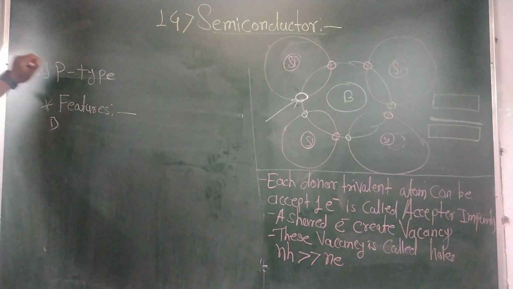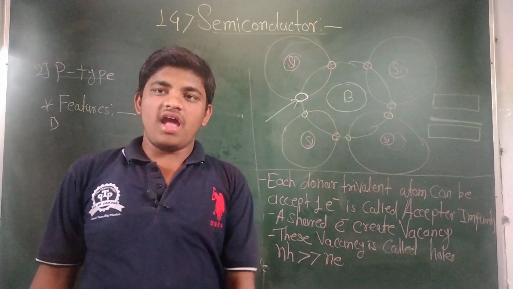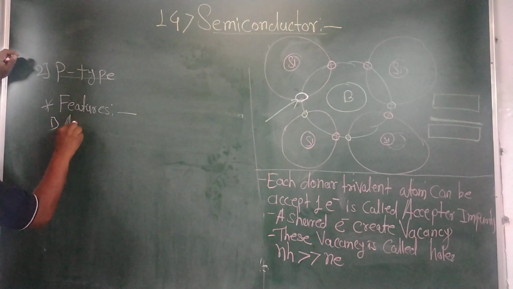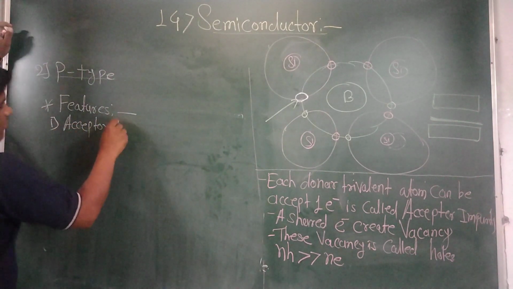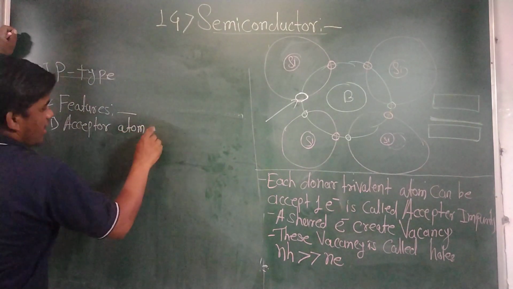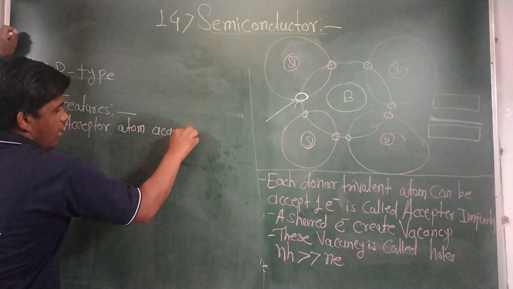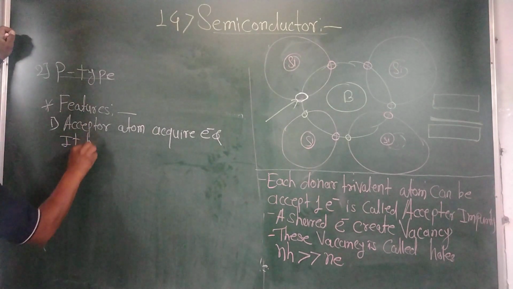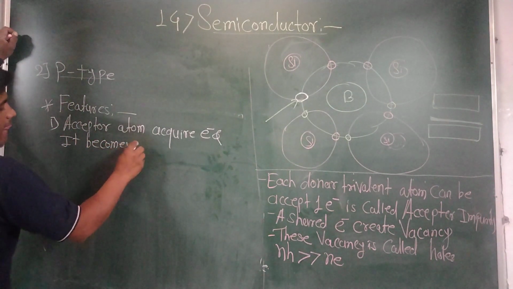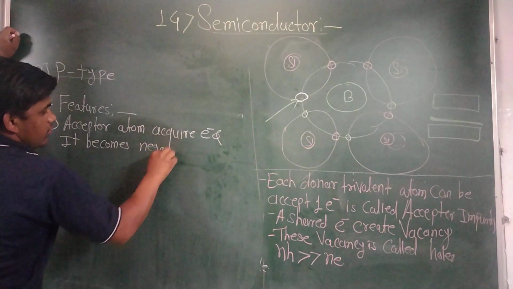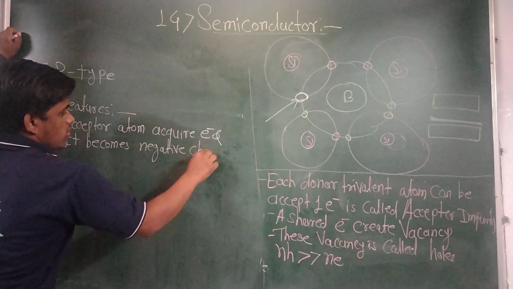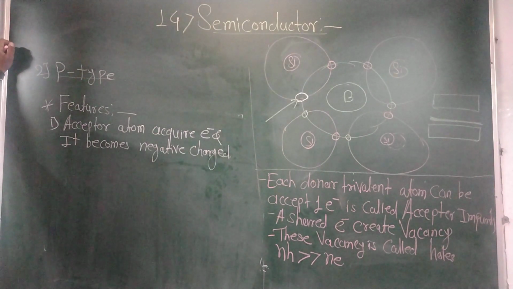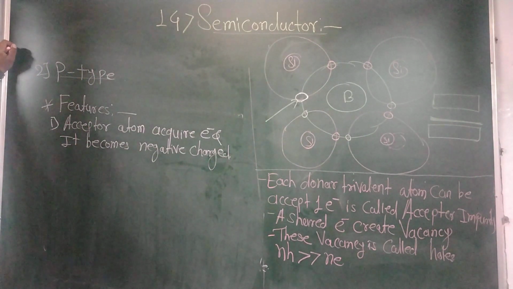The first feature is that the acceptor atom acquires an electron and it becomes negatively charged. In the n type of semiconductor, the electrons are donated and the atom becomes positively charged.